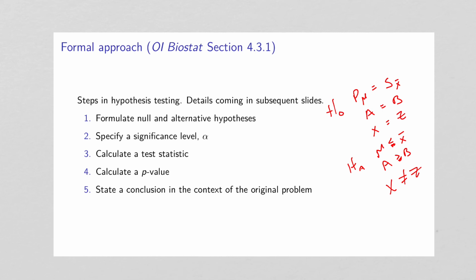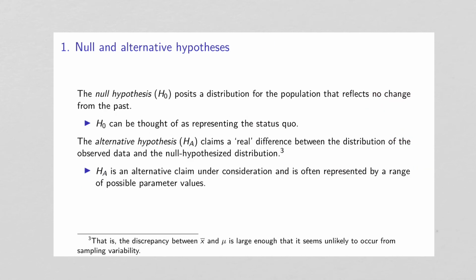Okay? We calculate a test statistic. We specify our significance level, named alpha, so 0.05, usually the usual thing. Calculate a test statistic, calculate the p-value, and state a conclusion in context of the problem. So here you have the null hypothesis posits a distribution for the population that reflects no change from the past. Remember, no change, equality, things are status quo. The alternative hypothesis claims a real difference between the distribution of the observed data and the null hypothesized distribution.